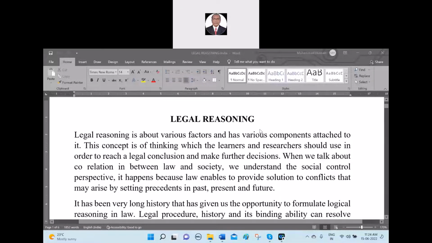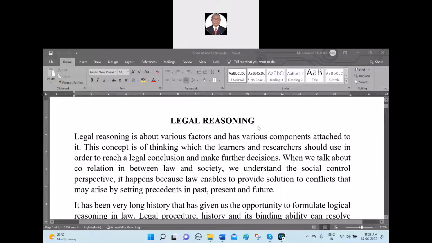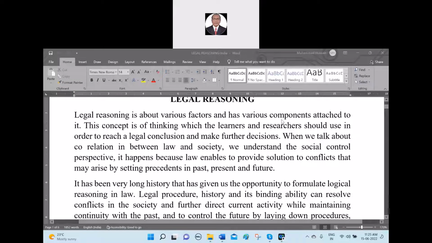Legal reasoning is the heading. Always a heading should be in capital letters, bold, no punctuation, no underline. That is the rule of heading. Legal reasoning has various factors, elements and components attached to it, to see how legal reasoning should be done. Let me go directly to it, without going to the explanation.